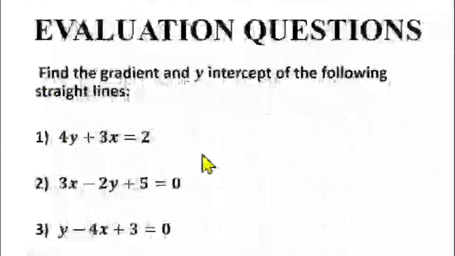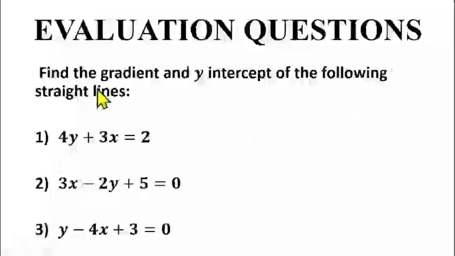So if you understand what you have done so far in finding gradient and y-intercept from the equation of a straight line, you can try these 3 equations by finding the gradient and y-intercept of each of them. If you like, you can also sketch the diagram to help you understand how to go about it. When you are done, you can drop the solution in the comment section of this video so as to help you evaluate it and get back to you on that.